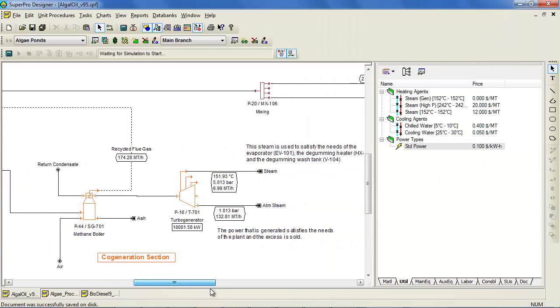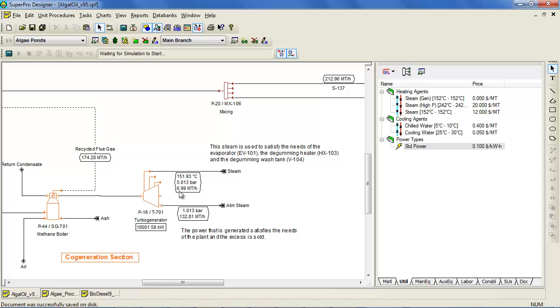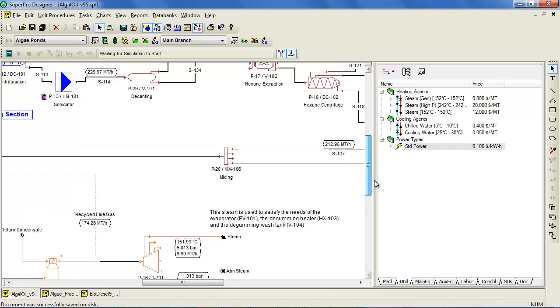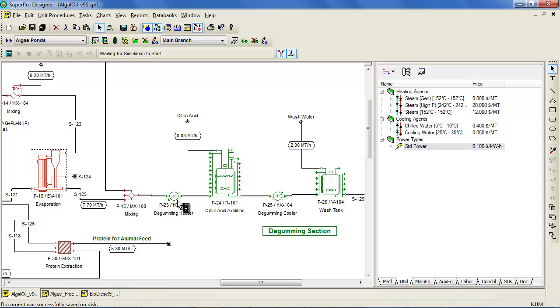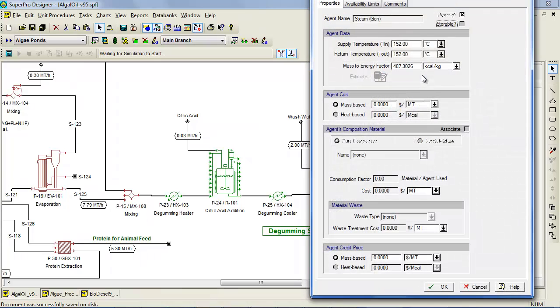In addition to producing electricity, the 6.99 metric tons per hour of steam exiting the turbo generator may be used to meet the heating needs associated with the evaporator, the degumming heater, and the degumming wash tank, since these three units use a total of only 5.6 metric tons per hour of 152 degrees Celsius steam. To accomplish this heat recovery, a new heating agent called Steam Gen was created. The cost of this heat transfer agent was set at $0.